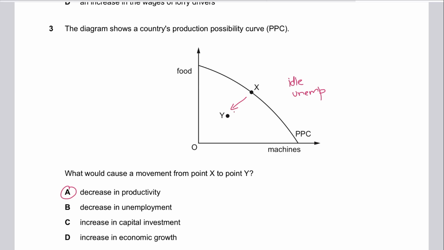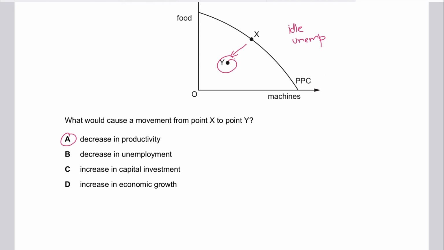That's another one of the meanings when you move inside the curve. From on the curve you move inside the curve, so either resources are idle or there's spare capacity. Or another way to look at this is that resources are not being fully or efficiently used. So a decrease in productivity would mean that the same resources produce less output, and hence you move inside the PPC because the economy is now producing below what it potentially can. So the economy is producing below its potential. That is why A is the correct answer.